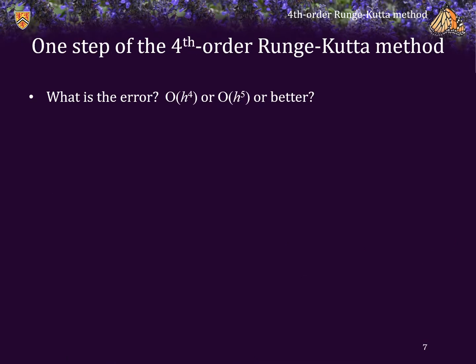Now, what is the error of one step of 4th order Runge-Kutta? Well, from the title you might think it's order h to the 4th, or maybe it's order h to the 5 or better. This definitely should be better than Heun's method, which is order h cubed, because after all, otherwise we wouldn't be covering it.